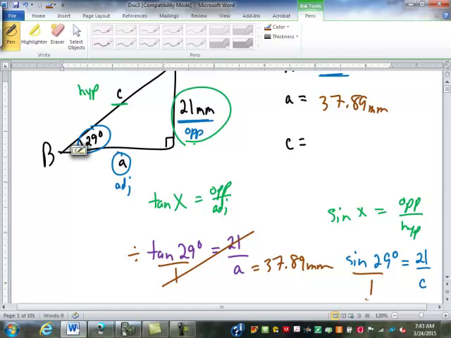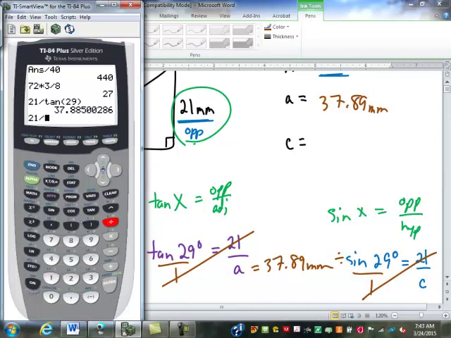So we put this over 1. Now it's 1 times 21. This time it's divided by the sine of 29. 43.32. You got it.